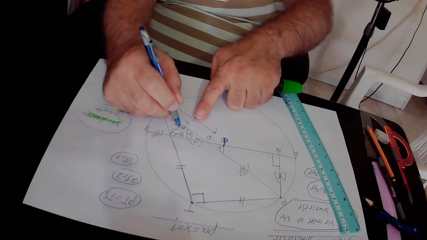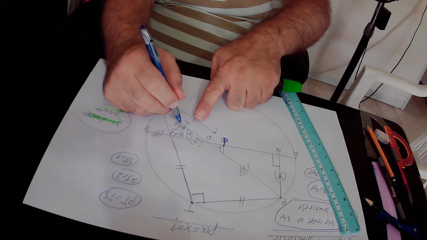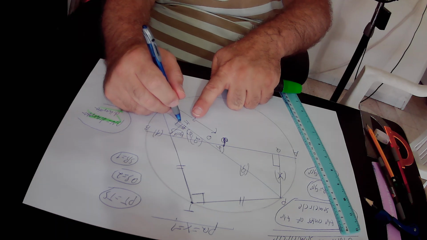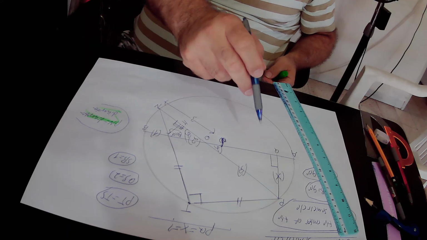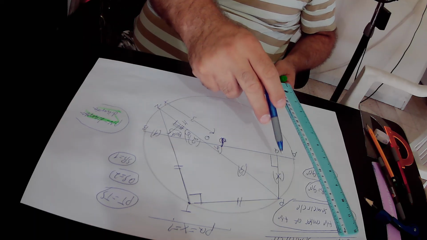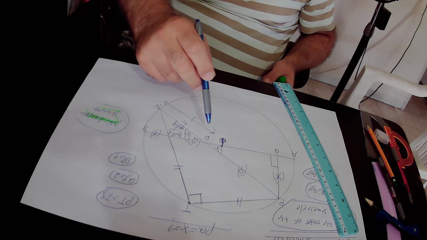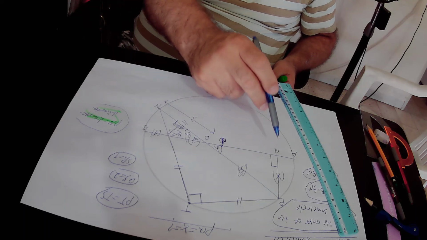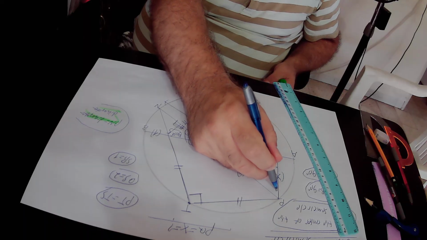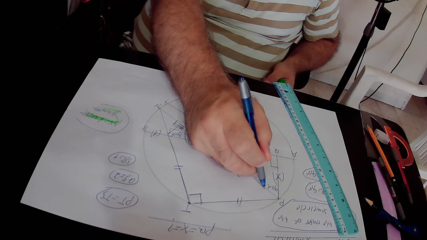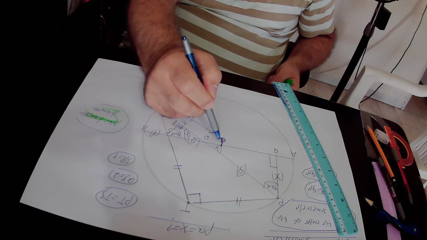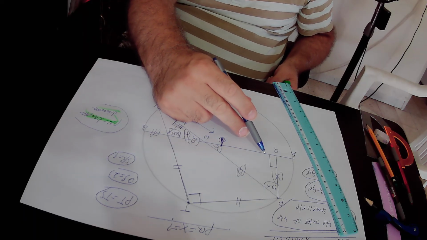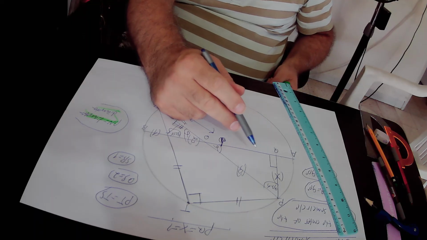Why? 90 degrees minus alpha plus alpha is 90 degrees, and 90 degrees plus 90 degrees is equal to 180 degrees, that is the sum of the angles in any triangle. Likewise, in the upper right triangle PQO, this angle equals alpha, this angle equals 90 degrees, and therefore this third missing angle must be equal to 90 degrees minus alpha. Why? 90 degrees minus alpha plus alpha is 90 degrees, and 90 degrees plus 90 degrees is equal to 180 degrees, that is the sum of the angles in any triangle.